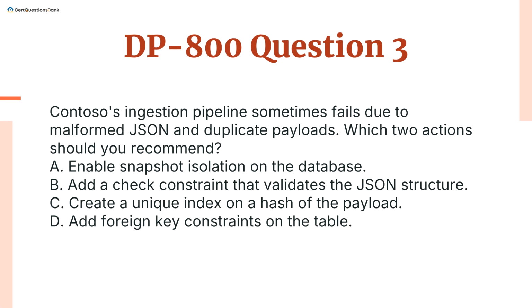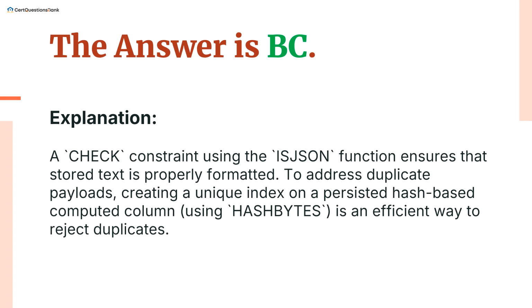Contoso's ingestion pipeline sometimes fails due to malformed JSON and duplicate payloads. Which two actions should you recommend? A. Enable snapshot isolation on the database. B. Add a check constraint that validates the JSON structure. C. Create a unique index on a hash of the payload. D. Add foreign key constraints on the table. The answer is B and C.